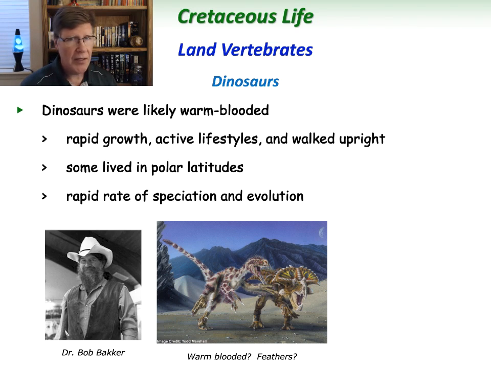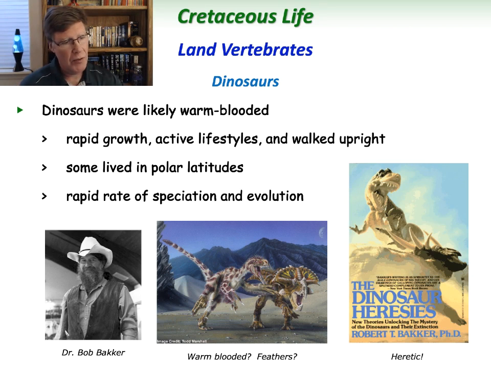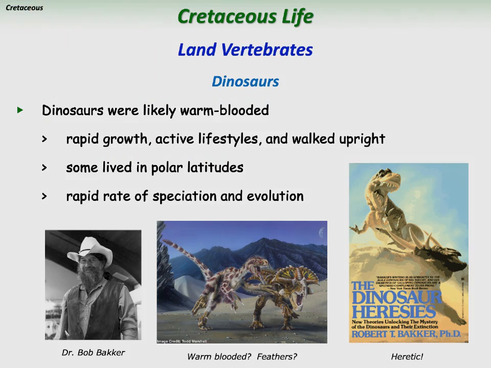Another aspect of dinosaurs is we think they really developed and changed quickly. So their rate of speciation was fairly rapid, and they evolved quickly, and that's why we see so many different forms and types. All of this is explained in the seminal book written by Dr. Bakker back in the 80s, called The Dinosaur Heresies. In this book are his ideas where he's challenging the orthodoxy of what dinosaurs were like. A true heretic, Dr. Bakker.